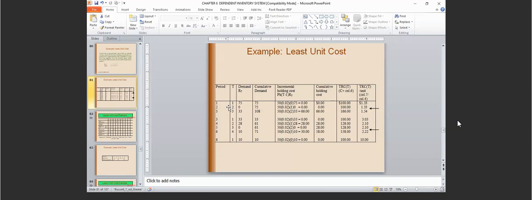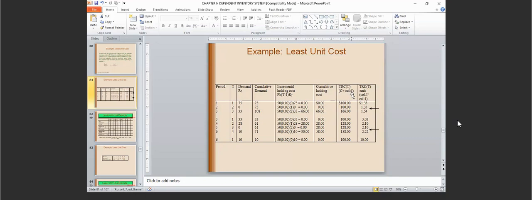So we include more periods in our analysis with period 4. Period 4, the gross requirement is 28. So we have a new cumulative demand of 61, where 33 plus 28 is 61. Also we have an incremental holding cost of 28 ringgit, where 50 ringgit multiplied by 2 cents, multiplied by 1, multiplied by 28. So we have 28 here.